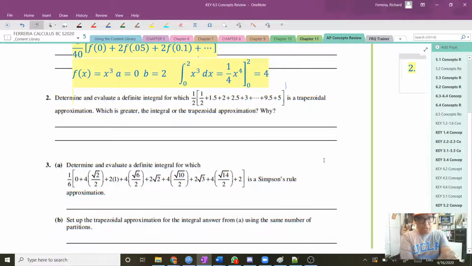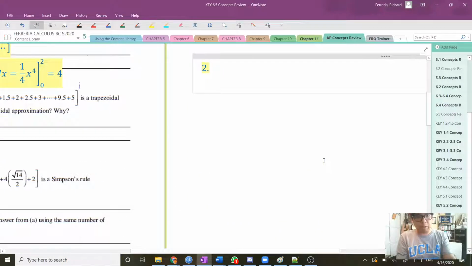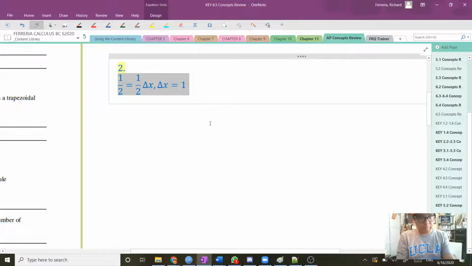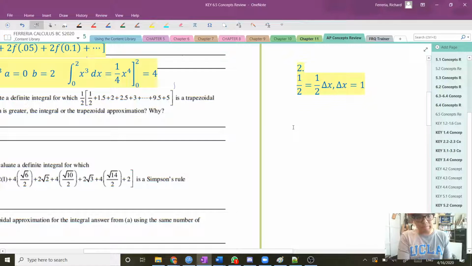Taking a look at question 2, this is even a little bit more mysterious, because now we don't have this in function notation, but we do know it's a trapezoidal approximation. So let's see what that trapezoidal approximation looks like. Well, the first thing I want to say is you have the 1/2 in the front here, and if you're talking about a trapezoidal approximation, that 1/2 should be 1/2 of delta x, implying that delta x here is going to be equal to 1.